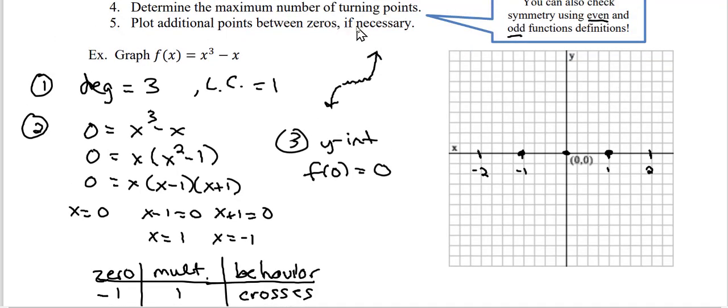Fourth step up here, determine the maximum number of turning points. Max turning points will be 2 because the degree is 3, so it's going to be 1 less than that. And I think I need some additional points here. I need to know what's happening.